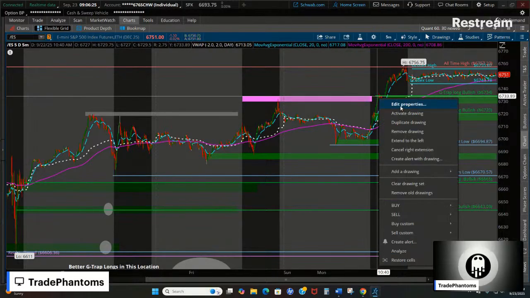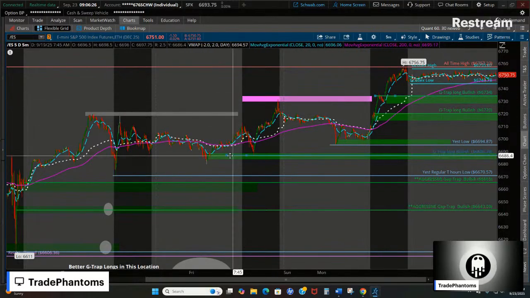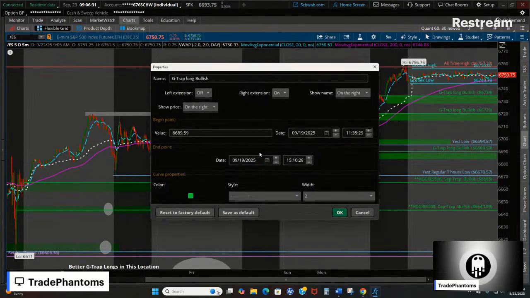All right, so again, multiple levels, just planned levels of attack here. This is below yesterday's low, could be a liquidity sweep, and this 66, call it 90 handle, could be a G-trap long, bullish, yes. But also make a note, this is below yesterday's low for a sweep, if that were to happen.